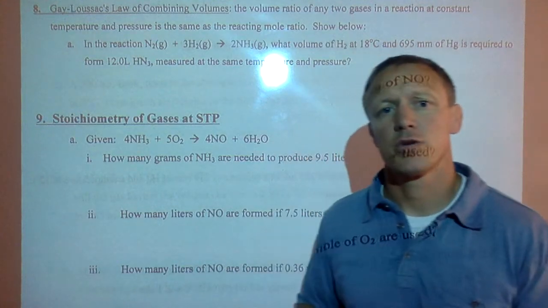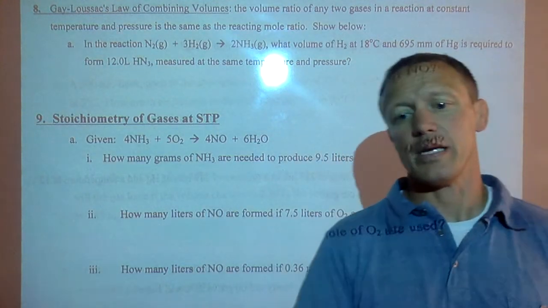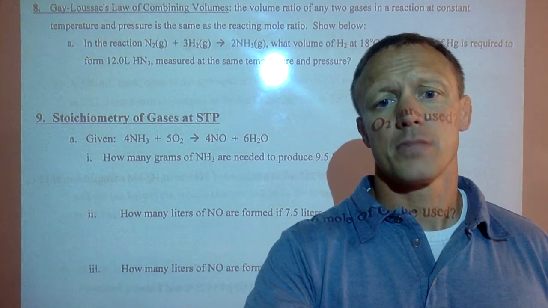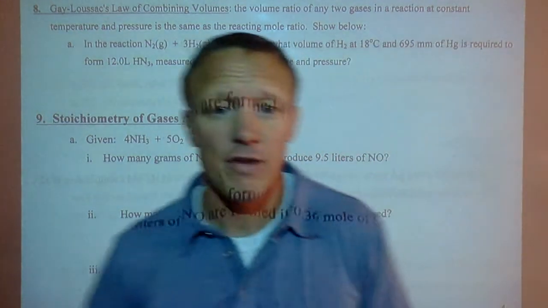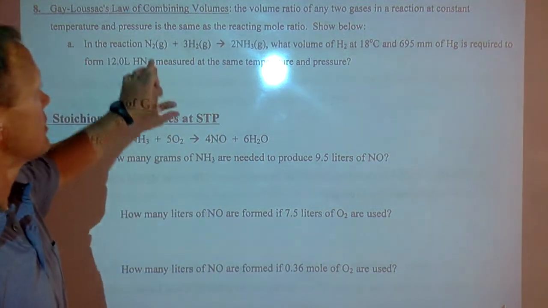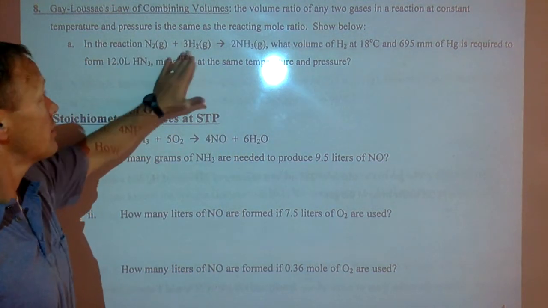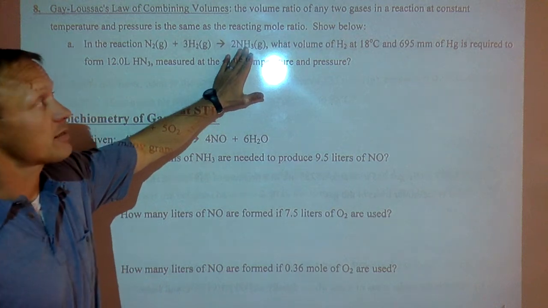This video is on stoichiometry of gases that are at STP. The first thing is called Gay-Lussac's law of combining volumes. If we have a reaction that is all gases, so we have nitrogen gas and hydrogen gas producing ammonia gas.